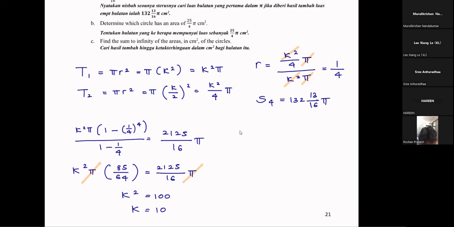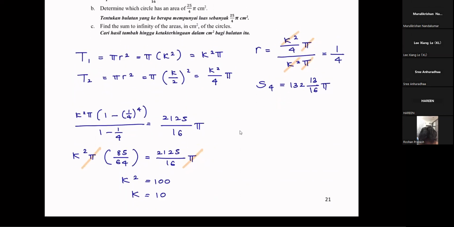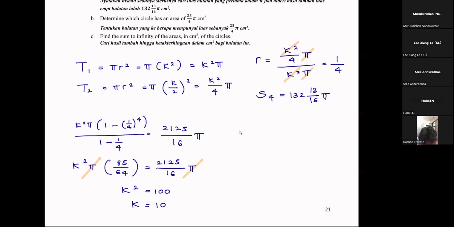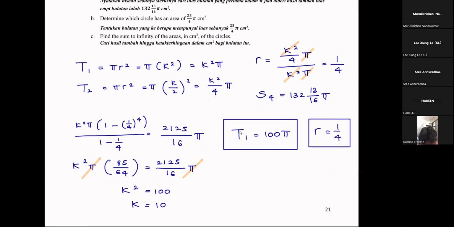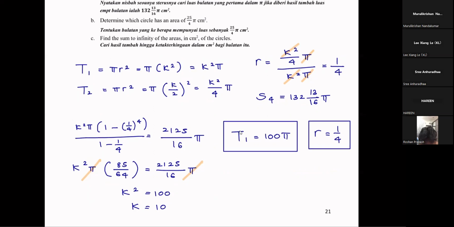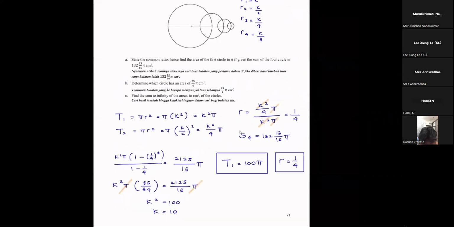So apa dia minta? Dia minta area of the first. So area of the first will be, saya ganti the T1 K kamu adalah 10. 10 square is 100 pi. So this is your answer. And this your R. Okay, faham? So determine which circle, which area is 25 pi, 25 over 4 pi. So that means saya tak cukup tempat. Sekejap.